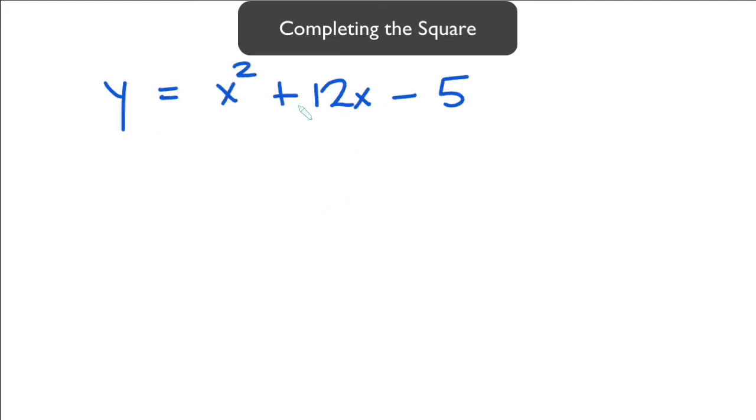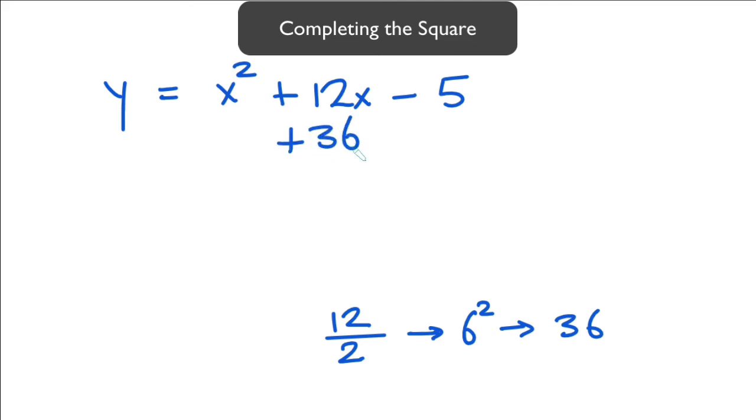Let's try another problem of this type. This time we have a plus, and let's see how we can deal with this. So again, the same thing. By now you've become a boss at this. Take the 12 because it's the number in front of x, divide by 2, you get 6, square it, you get 36. These are going to be your important numbers. So remember, you add 36 here, you've completed the square. Because you add 36, you're going to subtract 36 here.